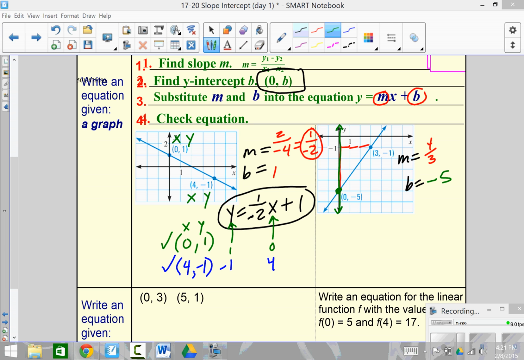Final equation, y equals mx plus b. y equals 4/3 x plus negative 5. And there's your equation, just like that.